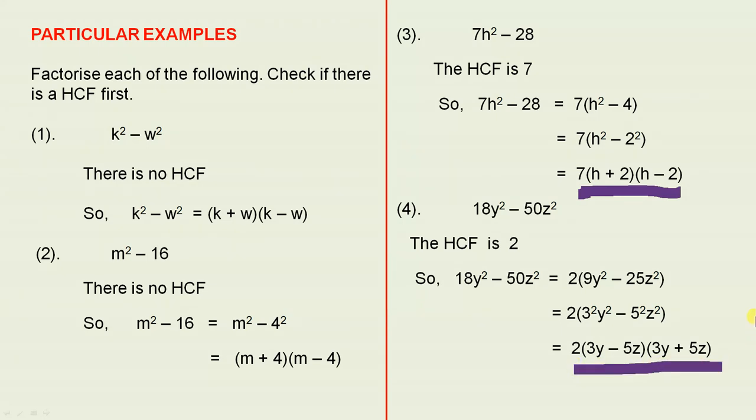So this video has looked at the second part of factorisation, where we have to look closely to see if there's a HCF before we attempt our factorisation. And if there is, we take the HCF outside of the brackets, and then we proceed from there. And we always have to look very closely to see the type of factorisation that we have to do.